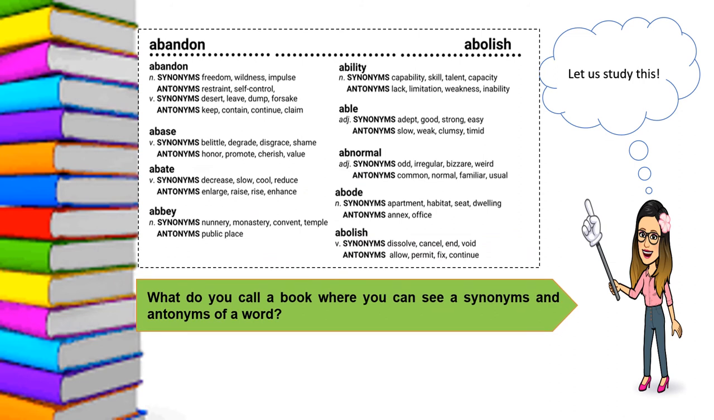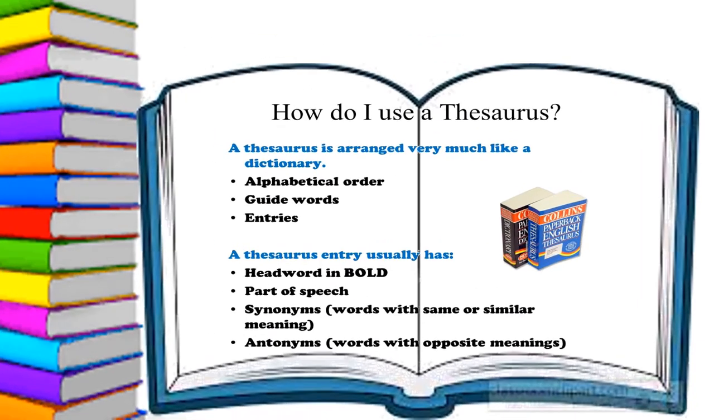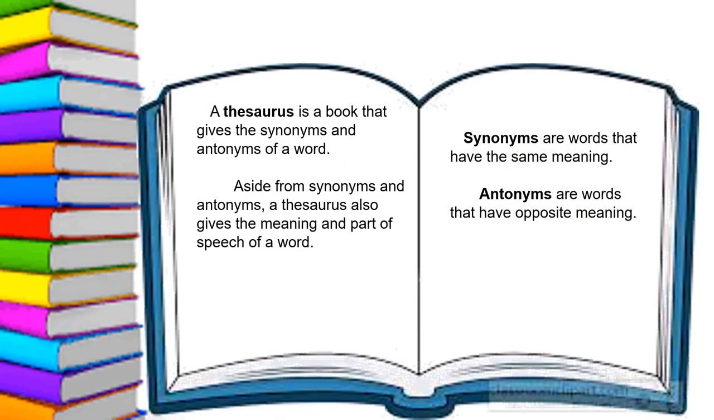What do you call a book where you can see the synonyms and antonyms of a word? We call it thesaurus. How do we use a thesaurus? A thesaurus is arranged very much like a dictionary. In an alphabetical order, it has guide words and entries. A thesaurus entry usually has a head word in bold. It has a part of speech, and we have the synonyms and the antonyms. Synonyms are words that have the same meaning, and antonyms are words that have opposite meaning.